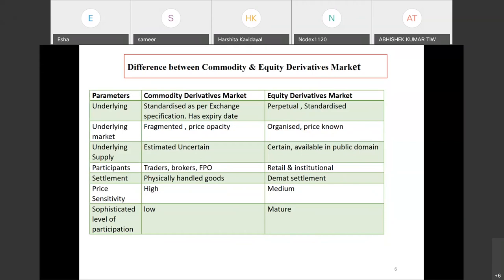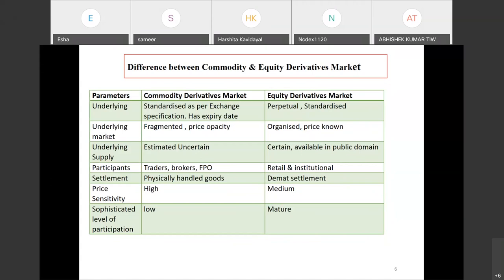In commodities, the underlying supply is estimated and uncertain. In agriculture, supply is subject to the weather condition. If the weather condition is unfavorable, then the crop prospect declines. If the weather condition is suitable or favorable, the crop prospect increases. So there is no certainty of the supply of agriculture commodities. There are always estimations, and sometimes they come true, or nearly come true, and sometimes the estimate may fail.